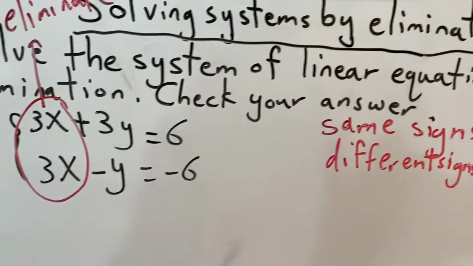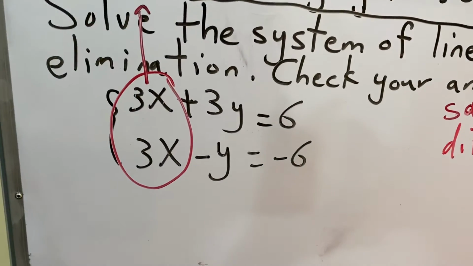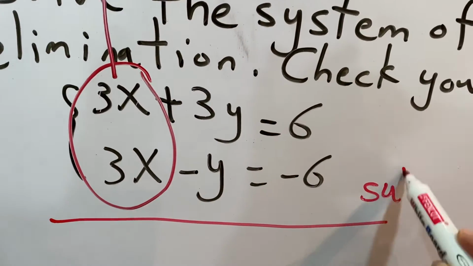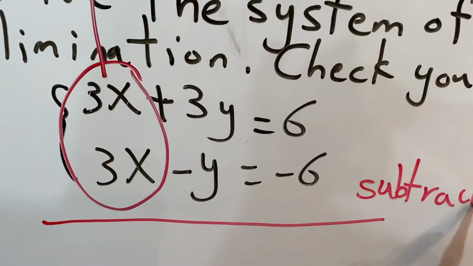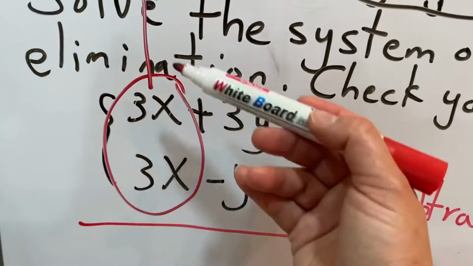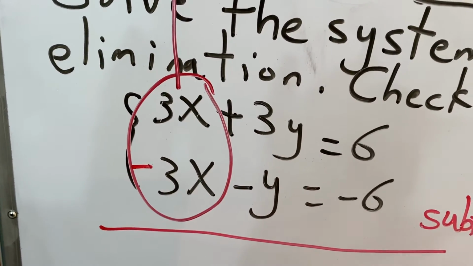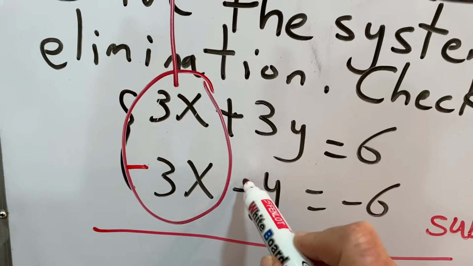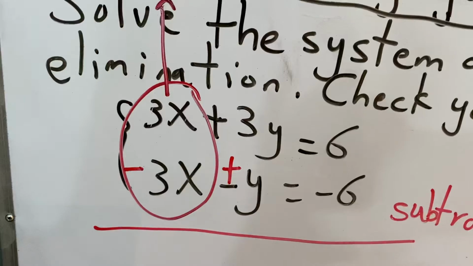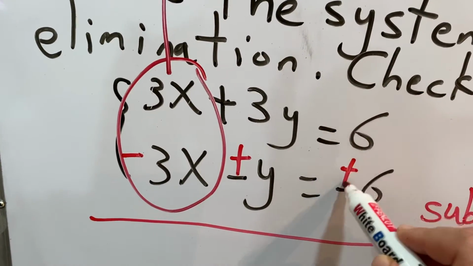Now I will go back to my question. Here I have same signs, so I have to subtract. If I subtract, then each term in the second equation is subtracted from the first equation. So if I subtract here, this will become negative. And if I subtract this one, the negative will become positive because it will be minus y, which is positive y. And here also, 6 minus 6 will become plus 6.